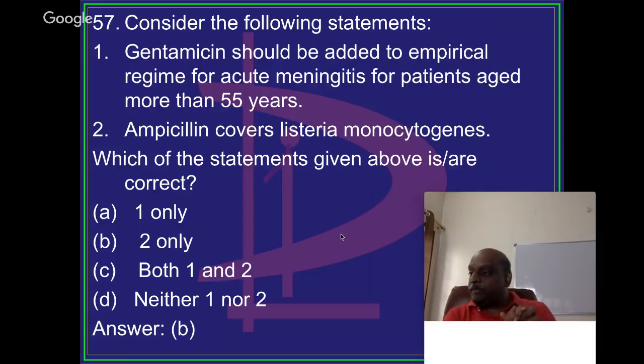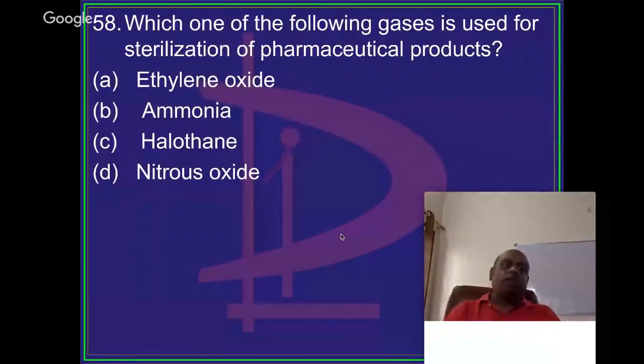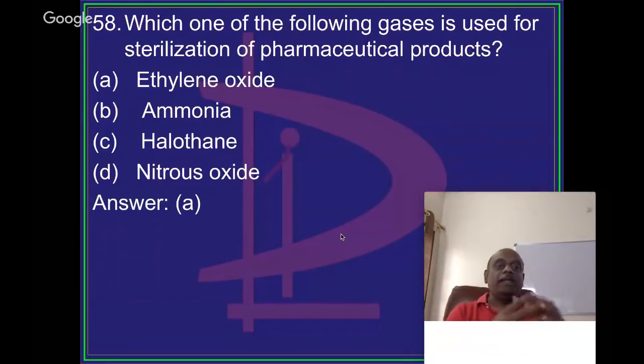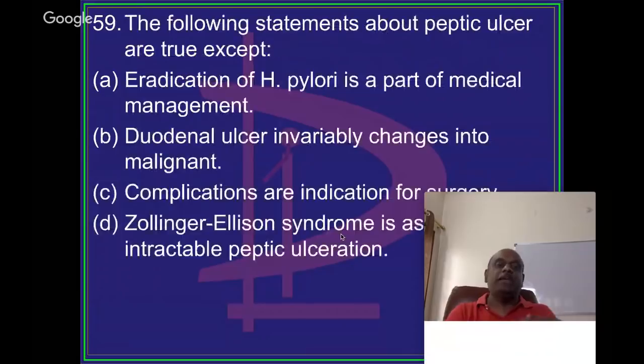So, 57, Sudhakar Sudarshan is saying B, absolutely. Gentamicin, aged people with a poor renal function, there's always a risk. That you need to basically remember. For the sterilization of the pharmacological products, we'll be using ethylene oxide, which is classically used.